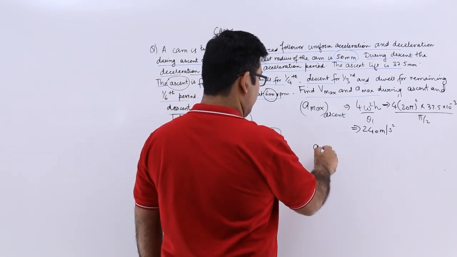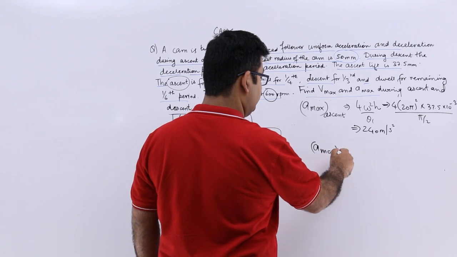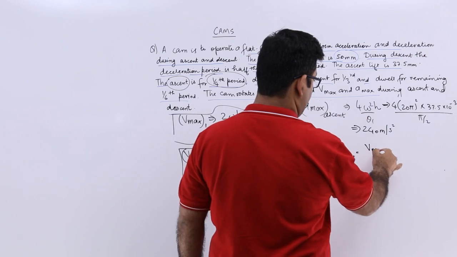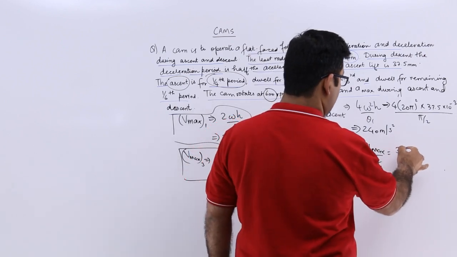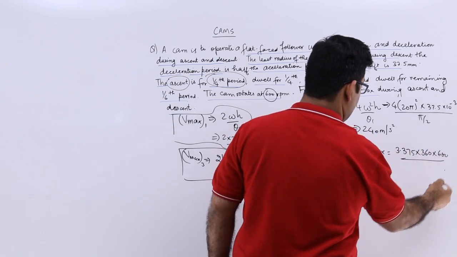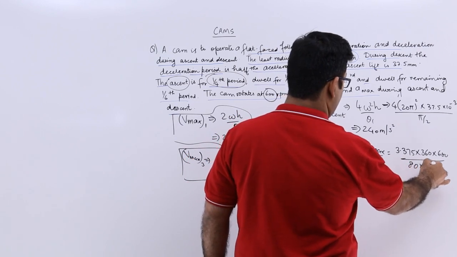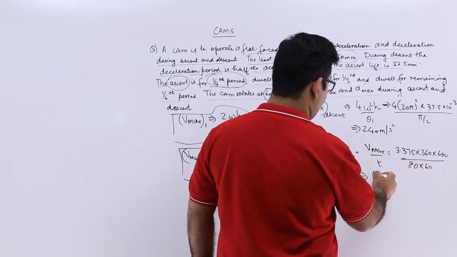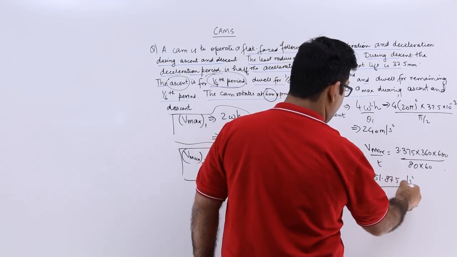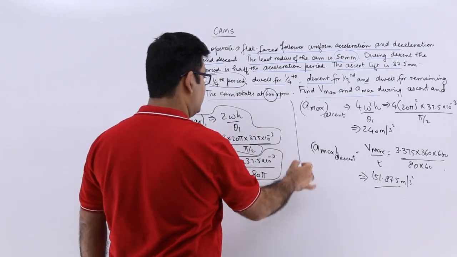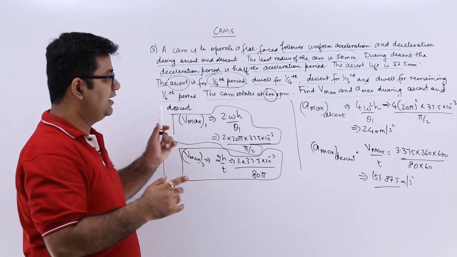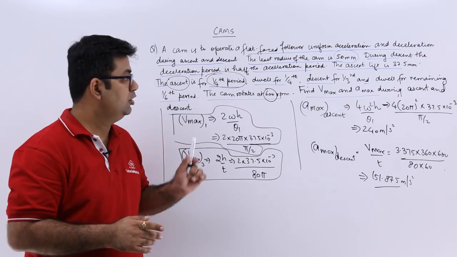Similarly, to find the Amax during descent, this would be Vmax by t, which is 3.375 into 360 into 600 by 80 into 60. This gives you a value of 151.875 meters per second square. So these are the acceleration values and these are the velocity values. Make a note of this, and after this we'll move on to the third question on the topic of cams.